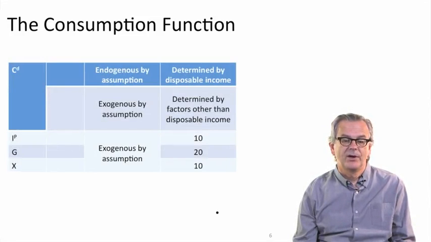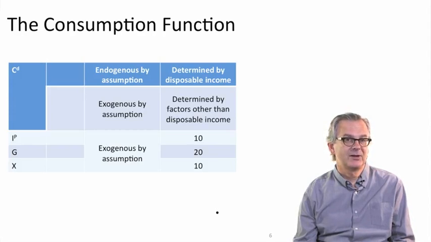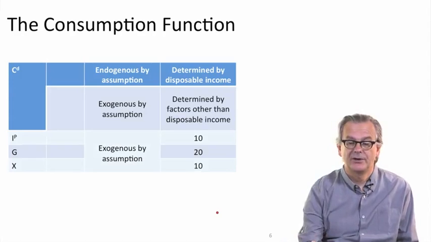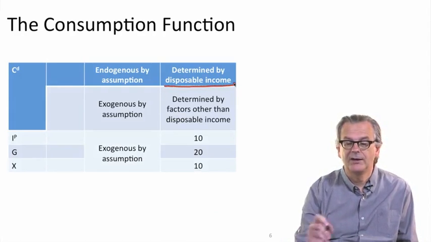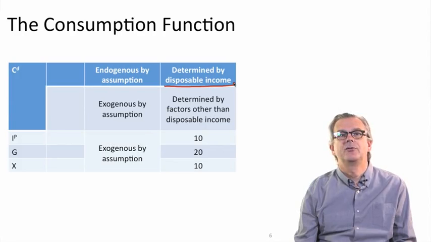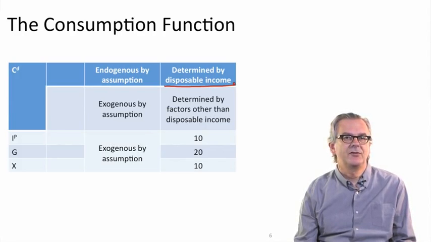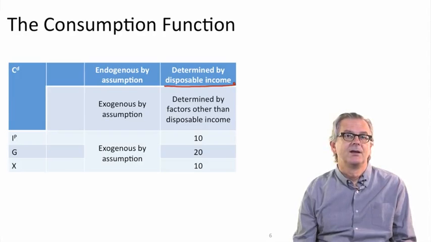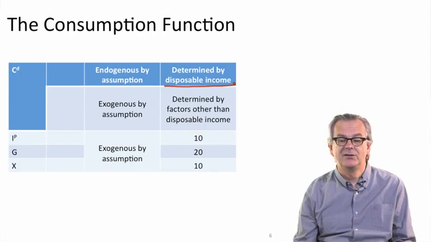With consumption, we're going to recognise that there are two distinct types of consumption expenditure undertaken by households. The key to this is the concept of disposable income. Disposable income refers to the income that households have left over once they've paid their taxes. Another term for this is after-tax income.